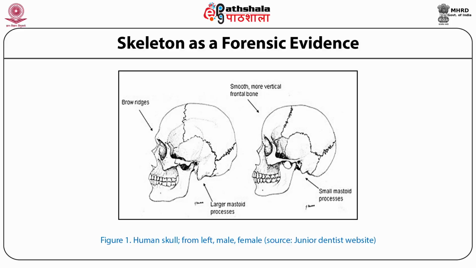Similarly, the supraorbital ridges and occipital protuberances of females were gracile in nature. We can see the small mastoid process and large mastoid process. The difference is that in the case of male it is larger and in the case of female it is comparatively smaller. There is a smooth, more vertical frontal bone in the case of female, but it is not so in the case of male. We can easily remark the brow ridges, which are present in the case of male, but absent in the case of a female.